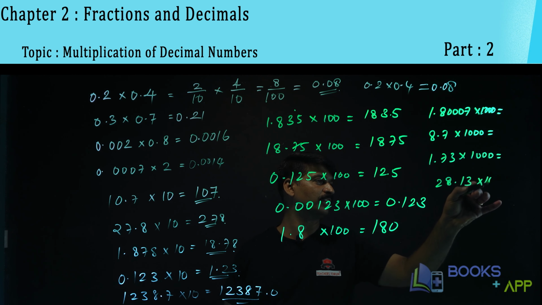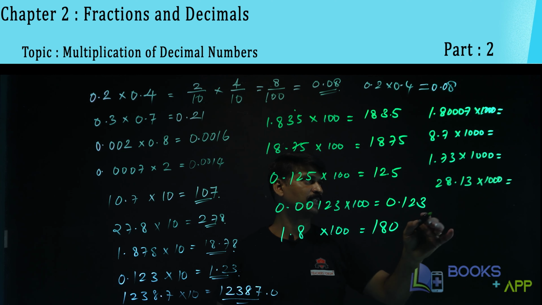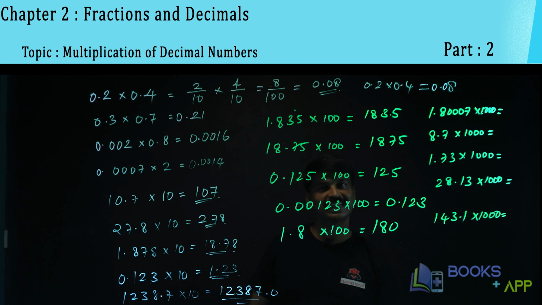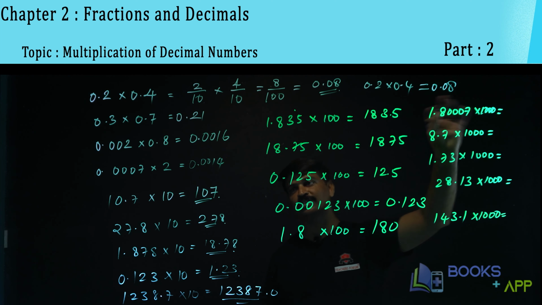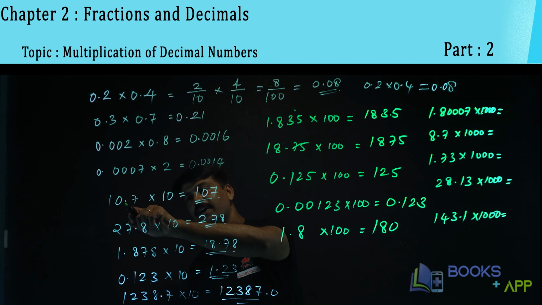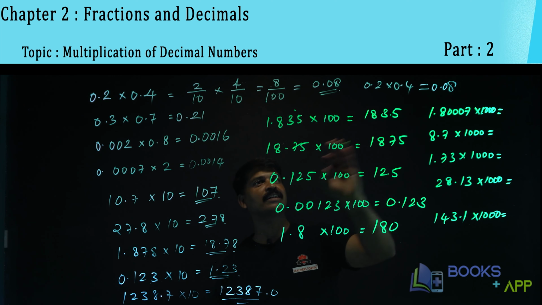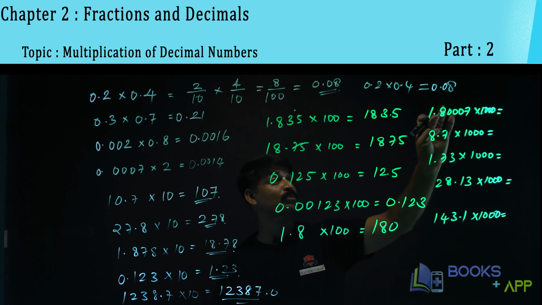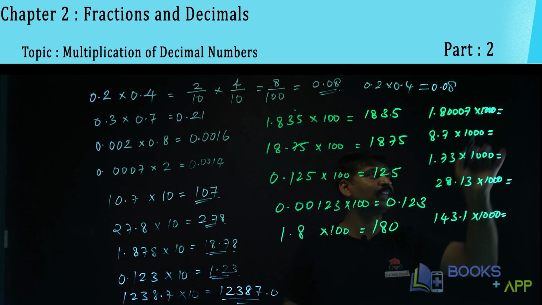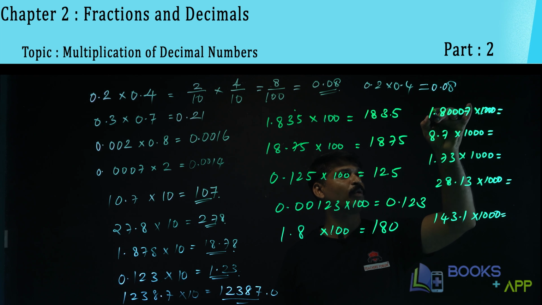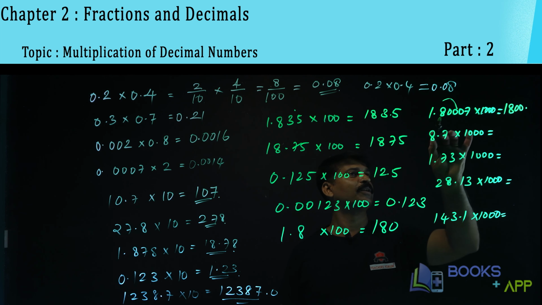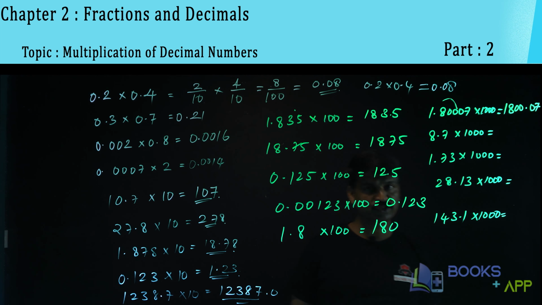28.13 into 1000. Yes, then comes 143.1 into 1000. Yes, let us find the answer. When you multiply by 10, you should jump the point 1 point to the right. By 100, 2 points to the right. When you multiply by 1000, this point will jump 3 points to the right. So it becomes 1800.07. Is it clear, children?